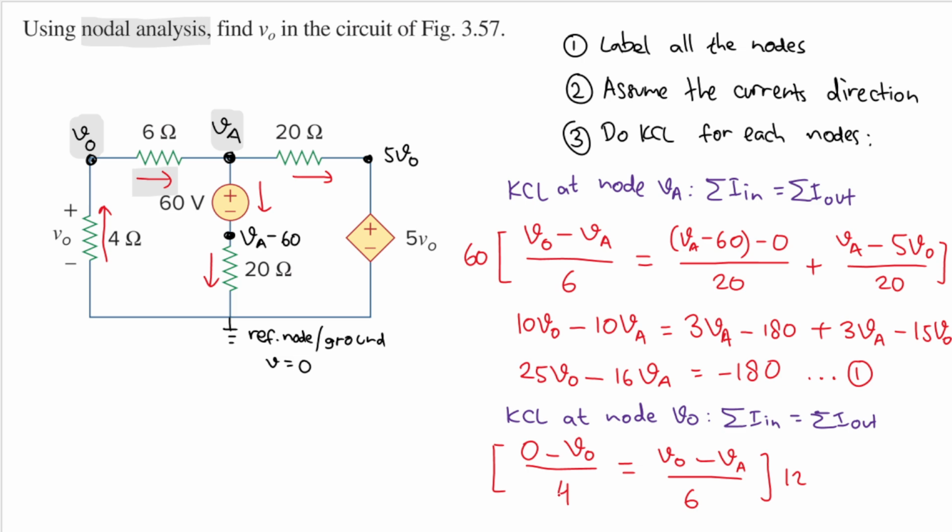Okay. Maybe let's multiply both sides here by 12. So we will have 4 and 12 canceled into 3. So we'll have minus 3V0. Okay. And then on the right hand side, 6 and 12 will cancel into 2. So I will have 2V0 minus 2VA. Okay. And now we can move all this to the left hand side. So we'll have minus 5V0, and then plus 2VA, and that will equal to 0.